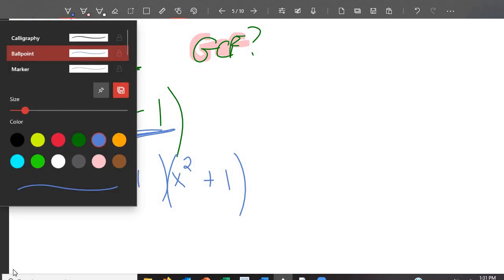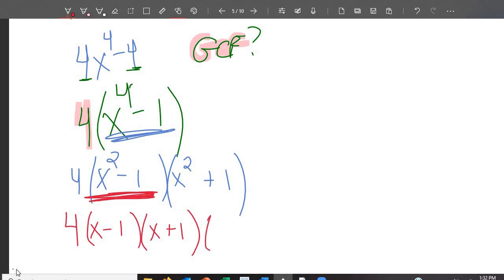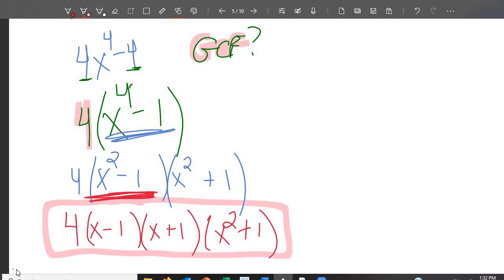Now what I was talking about earlier, check the answer to see if you might have a difference of 2 squares. This answer can be broken down one more time. So I can do the one with the minus sign. I can't do the one with the plus sign because it's not a difference of 2 squares. This is the final answer. I was able to do this one twice. GCF first, then the difference of 2 squares, then another difference of 2 squares.